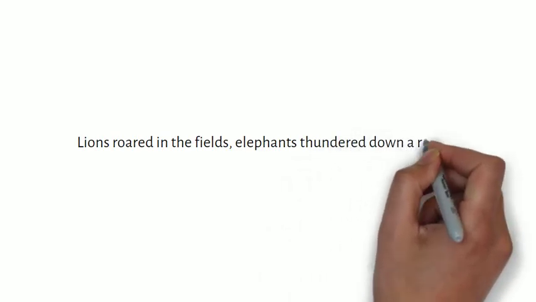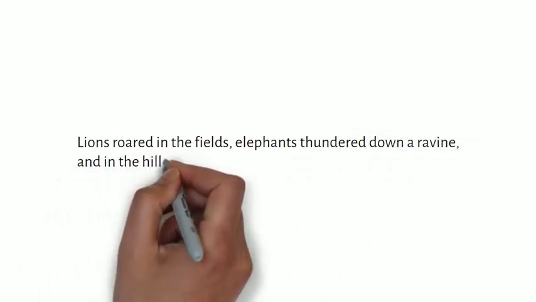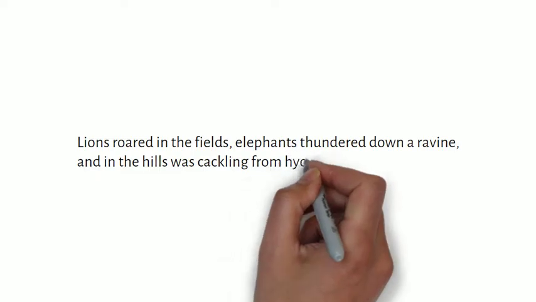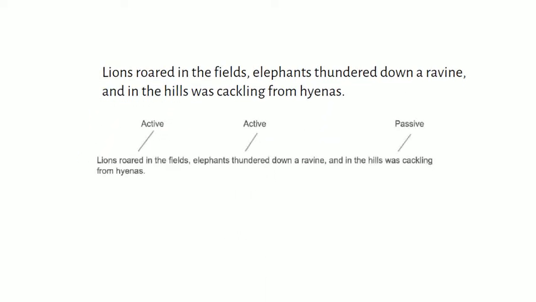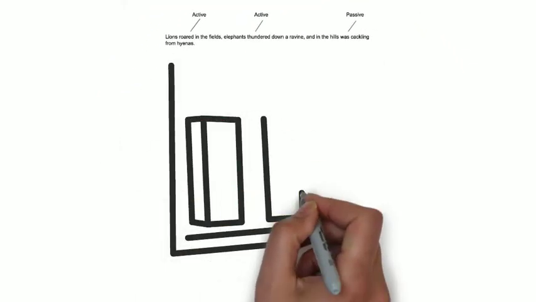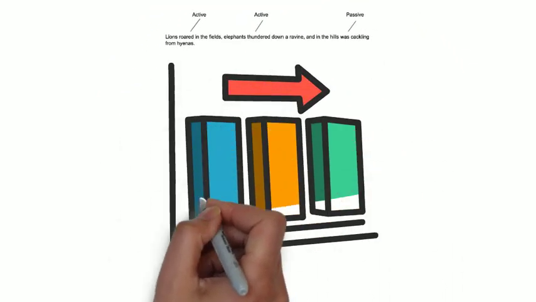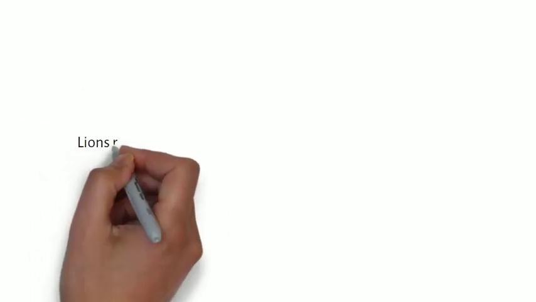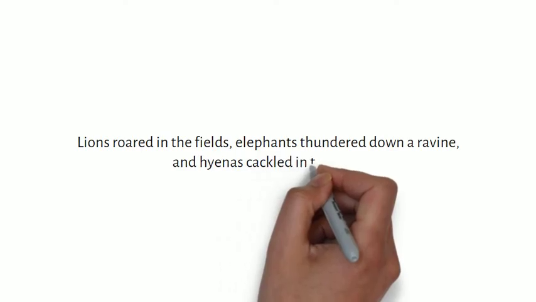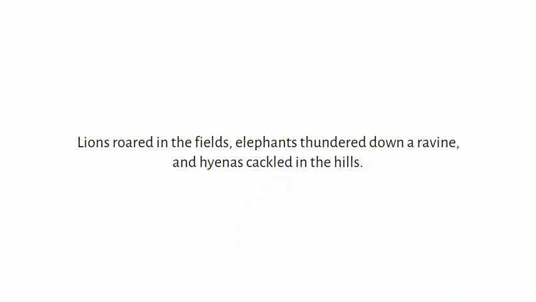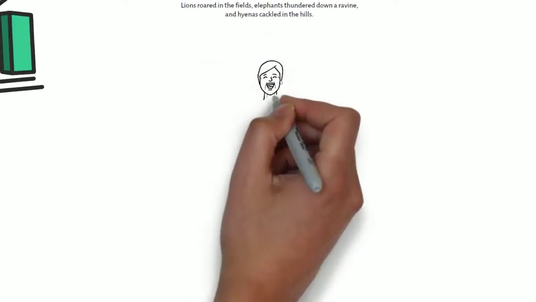Lions roared in the fields, elephants thundered down a ravine, and in the hills was cackling from hyenas. This sentence goes active voice, active voice, passive voice. Let's change the sentence so it stays structurally consistent. Lions roared in the fields, elephants thundered down a ravine, and hyenas cackled in the hills. Voila, you have parallel structure.